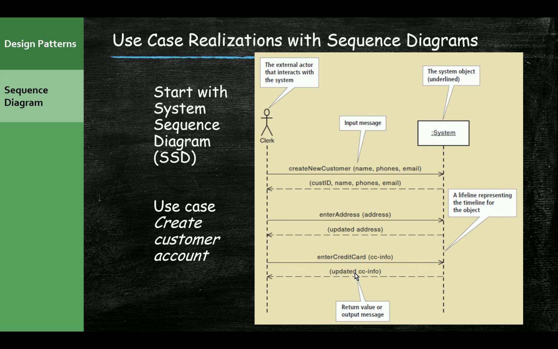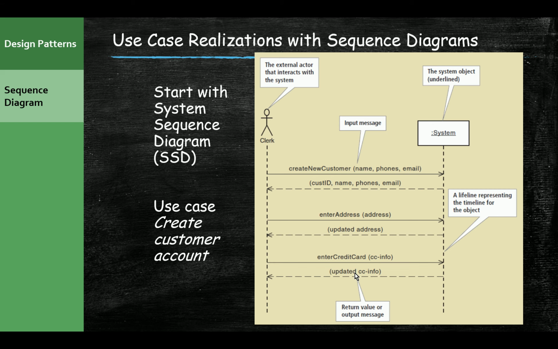So we can start with a system sequence diagram. Here's a system sequence diagram from the textbook. You can see we've got the clerk, which is our actor, interacting with the system. The clerk creates a new customer with a name, a phone, and an email. They get back a customer ID, a name, a phone, and an email. Then they enter an address, and then they enter credit card info, and so forth. Notice the timeline is time going down. So the first thing our clerk does is create a new customer, then they enter an address, and then the credit card information.